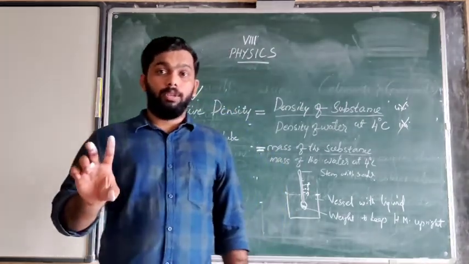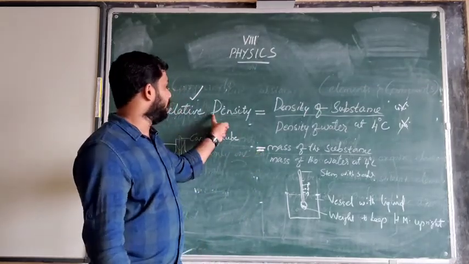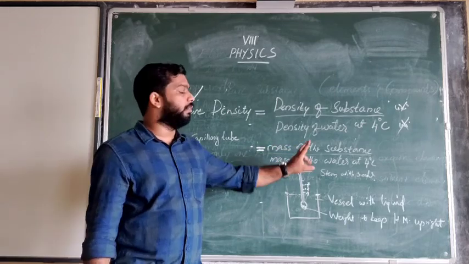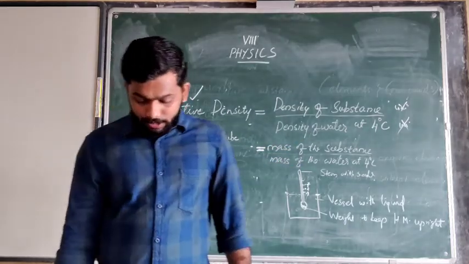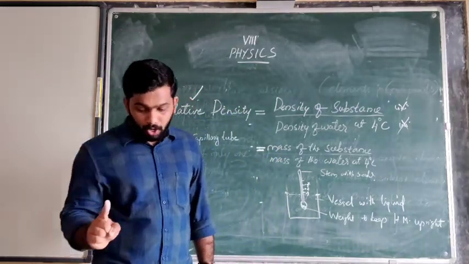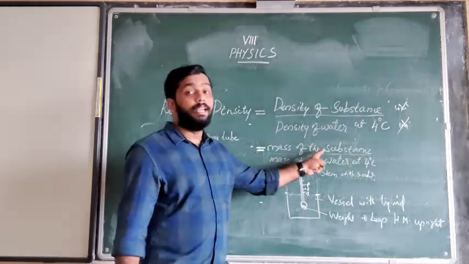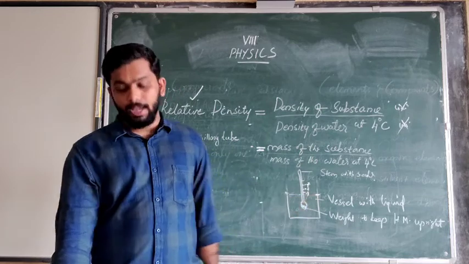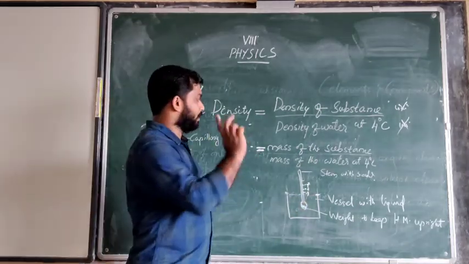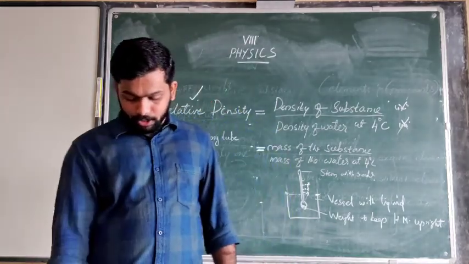Then if the volume is a constant quantity for both liquids, then you can find out the relative density using the equation: mass of the substance divided by mass of the water at 4 degrees Celsius. The relative density of the substance can also be defined as the ratio of the mass of a certain amount of substance to the mass of the same volume of water. That's also one of the definitions for the relative density.